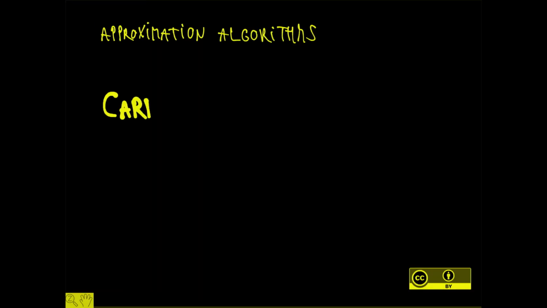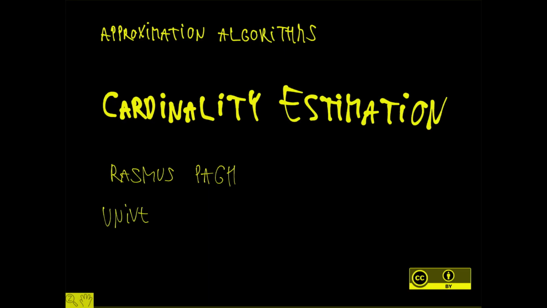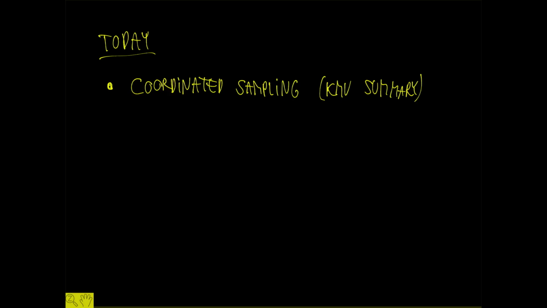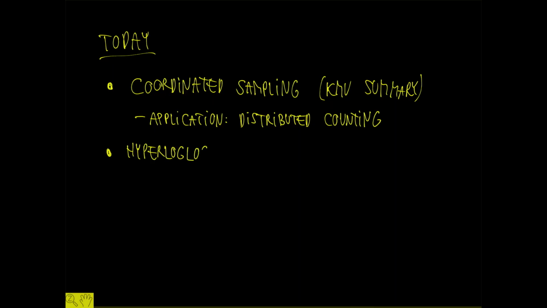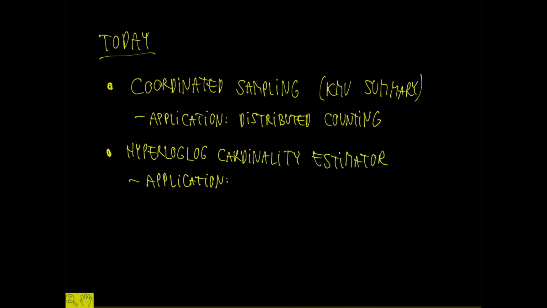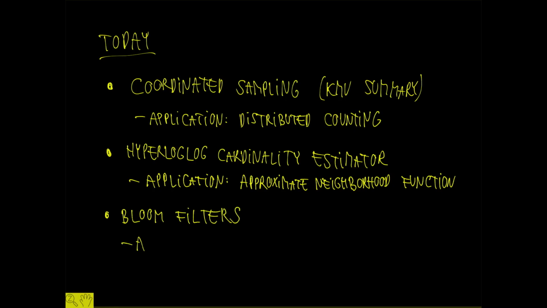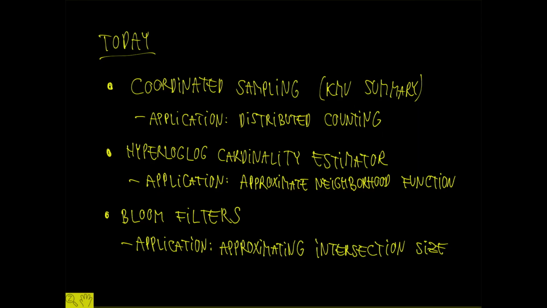Welcome to Approximation Algorithms and the lecture on cardinality estimation. My name is Rasmus Pagh. Today we'll start by looking at coordinated sampling, also known as KMV summary. And we're going to look at an application in distributed counting. Then we'll talk about the hyperlog sketch, that is also a cardinality estimation method, and look at an application in estimating graph neighborhoods. Finally, we'll look at Bloom filters and an application in estimating set intersection sizes.